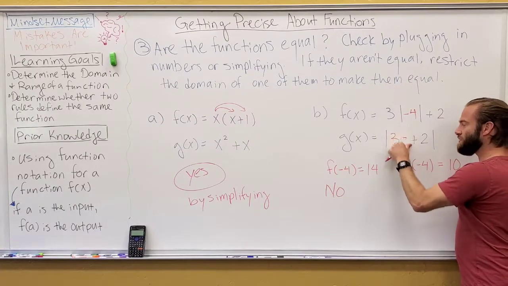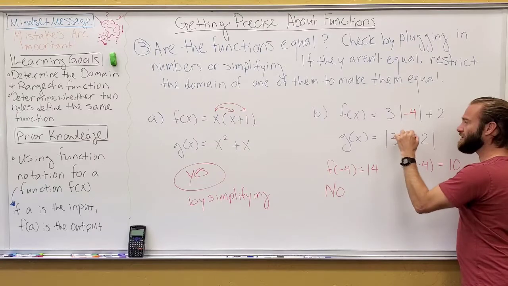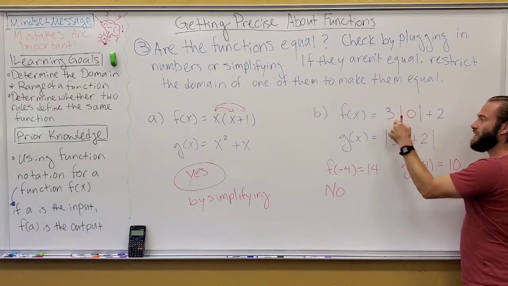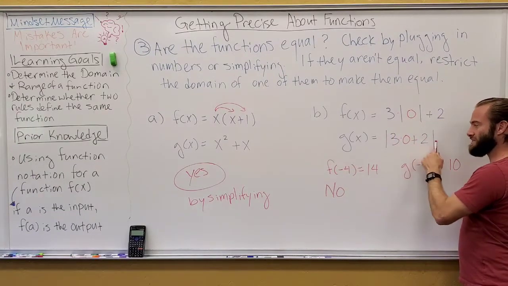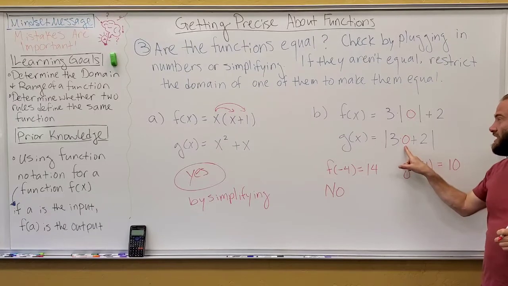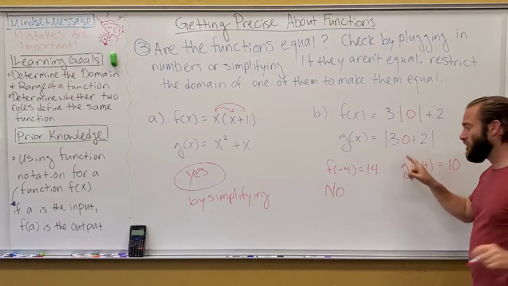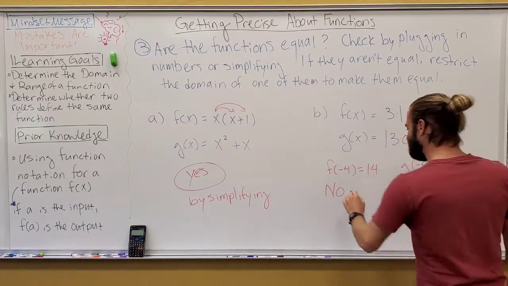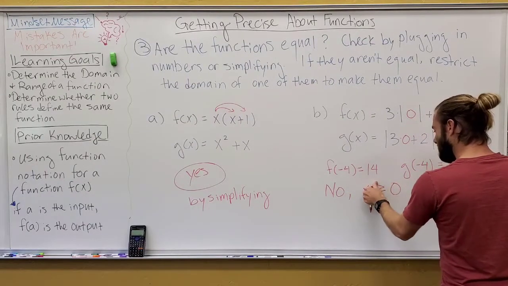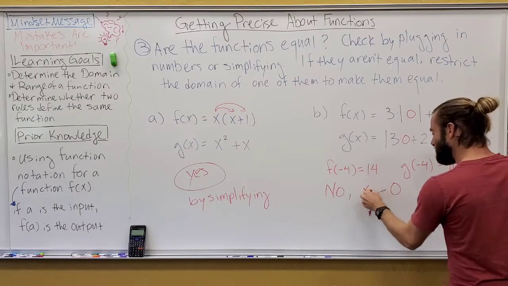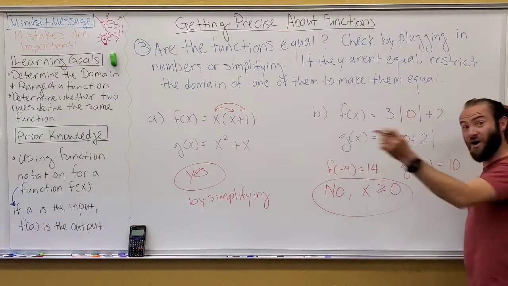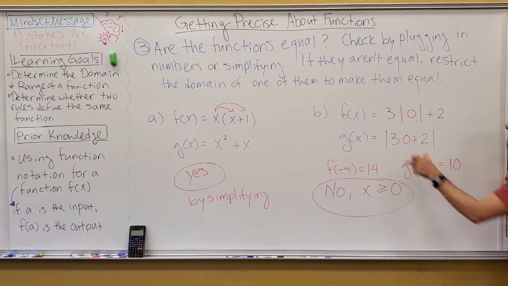As soon as you plug in 0 or any number bigger than 0, you'll notice that 3 times 0 plus 2 is 2, and then same here, they give me 2. So the key thing here is negatives made a problem. So how would we restrict the domain? If we make it non-negative numbers, so anything 0 and higher, now the functions are the same, okay?